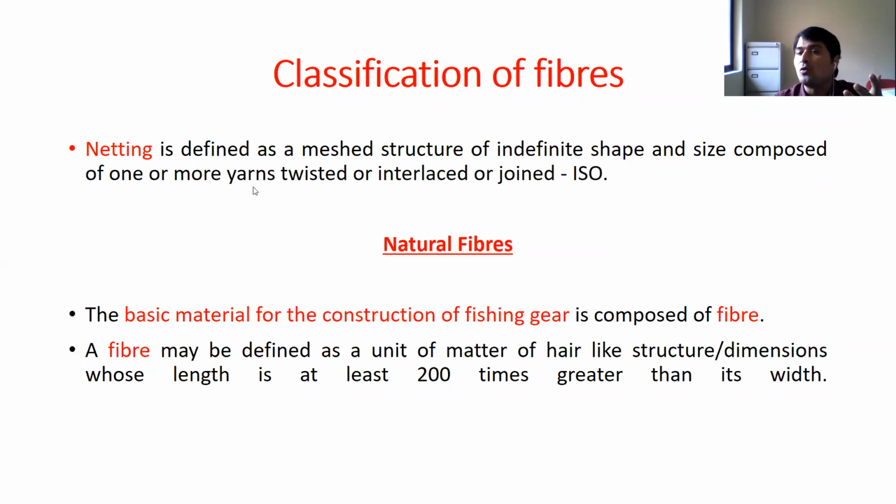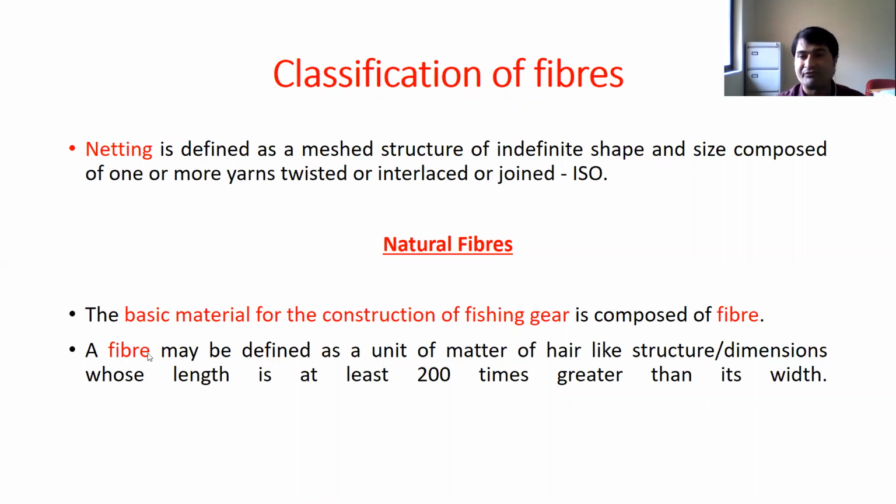Now the question is, because we have to form a net and for that we require a yarn, how is yarn manufactured? Basically this yarn is composed of fibers, either natural based or synthetic based. Fiber is the basic material for the construction of fishing gear. This most commonly comes in competitive exams, so don't forget this. The basic material for the construction of fishing gear is fiber.